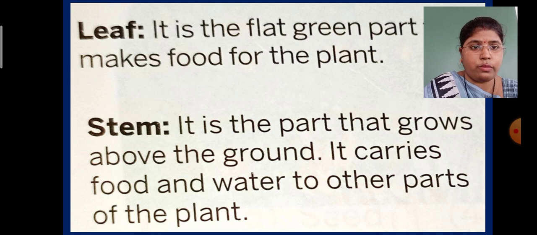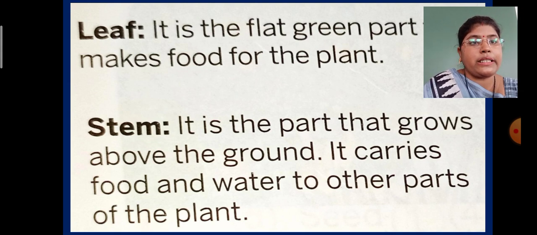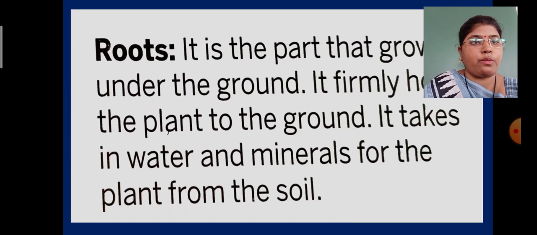And water, from where does the plant get water? The roots suck the water from the soil which we water the plant, yes, and then the root gives it to the stem, and then the stem provides it to all the parts of the plant, okay children. So let us move forward, okay, and the next point is the roots.